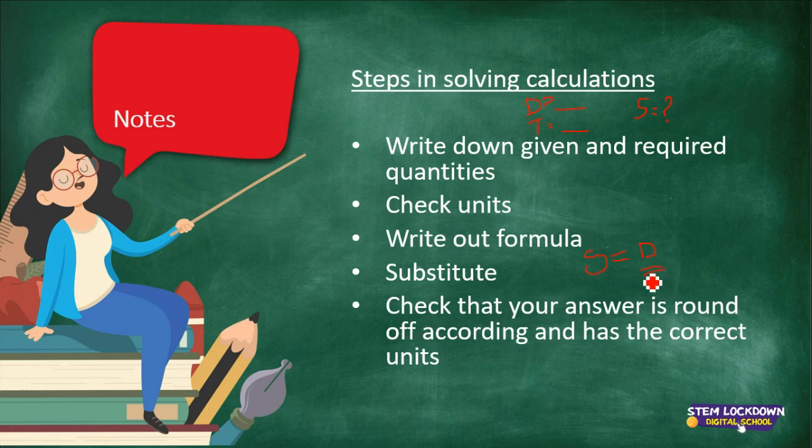For example, if time is required, some learners will change the formula and say time is equal to distance over speed. Don't do this. First, substitute your values before you calculate time in this case. Then after that, check that your answer is rounded off accordingly. If they say round off your answer to two decimal places, you know that after the comma, there must be two numbers and so on. And ensure that your units are correct. If they want kilometers per hour, make sure that you give them kilometers per hour. Otherwise, you may be penalized for units.